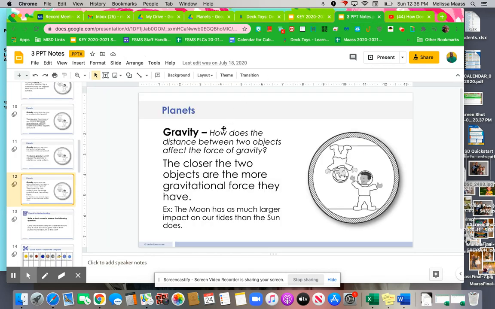How does the distance between two objects affect the force of gravity? Well, the closer the two objects, the more gravitational force they have. For example, the moon has a much larger impact on our tides, like water, than the sun does, because it's closer to us than the sun. Likewise, the sun has a greater pull on Mercury because it's closer to it, okay?